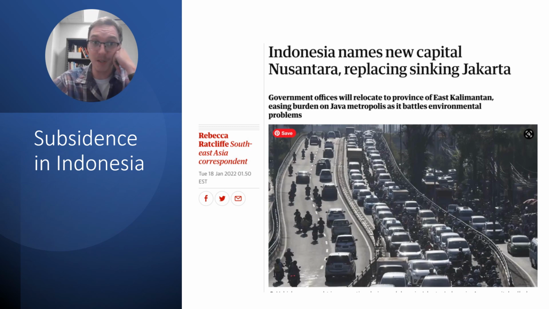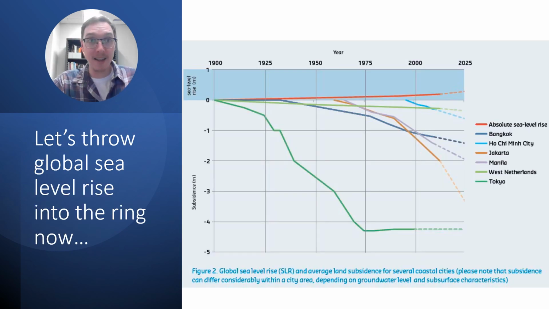If you're living in a coastal city, this is an even bigger problem. Here we see a news story from January 2022: Indonesia names new capital Nusantara, replacing sinking Jakarta. Government offices will relocate to the province of East Kalimantan, easing burdens on the Java metropolis as it battles environmental problems. What environmental problems? Well, add in relative sea level rise or absolute sea level rise, so the amount of water absolutely expanding and changing in sea level rise over the entire globe, you have more and more issues.